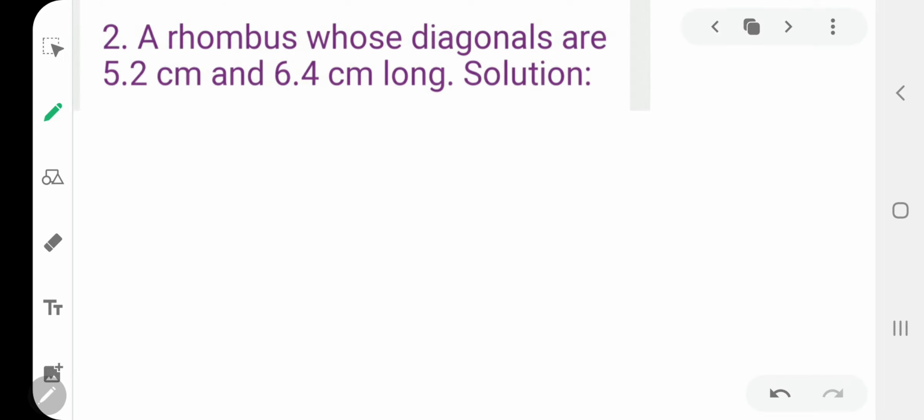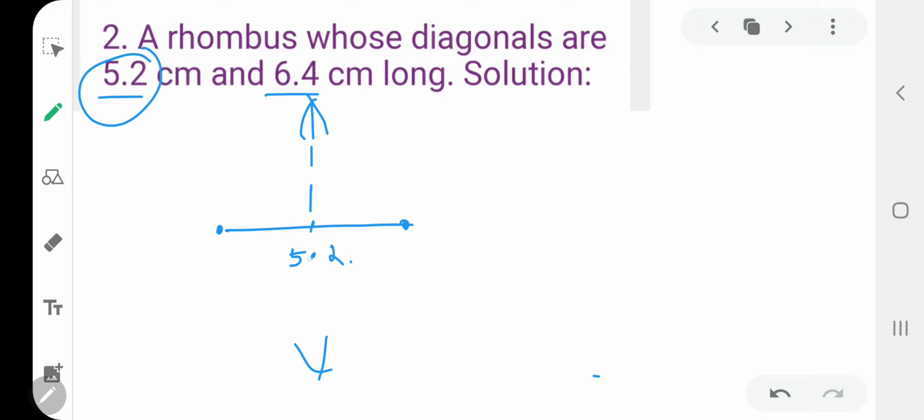Next we have a rhombus whose diagonals are 5.2 and 6.4 long. You have to make the rhombus. A rhombus has the property that its diagonals bisect each other. They are the perpendicular bisectors. So any one diagonal you have to take as a base. Suppose I am taking 5.2 as a base. Then you have to draw the perpendicular bisector of this 5.2.